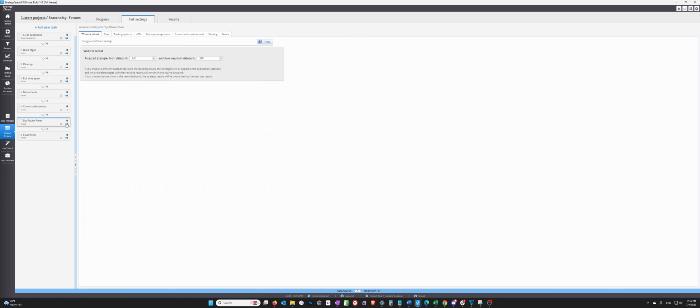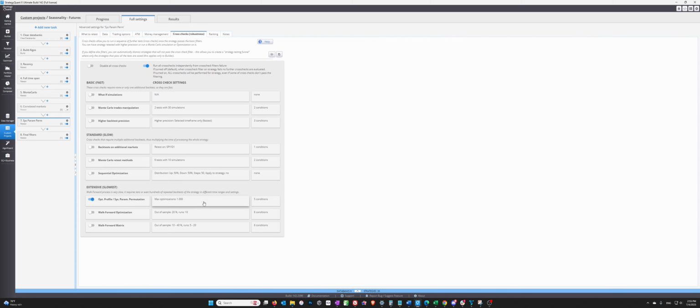Then there's system parameter permutation, and what this does is it takes the values for the indicators and checks similar values. So it's sort of like saying if you have a strategy that used, let's say, a 20 EMA, and then you change it to a 21 EMA or 22 EMA, does it still work? And if it doesn't work, then you probably have a problem.